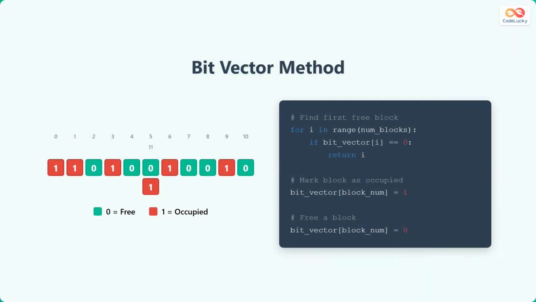Now let's delve into the bit vector method. In this method, a bit vector or bitmap is used, where each bit represents a disk block. If a bit is 0, the corresponding block is free, and if it is 1, the block is occupied. As illustrated, you can see the bit vector representing the status of blocks 0 through 11. The code snippet shows how to find the first free block, mark a block as occupied, and free a block using this method. This approach is simple and efficient for finding contiguous free blocks, but it may require significant memory for large disks.